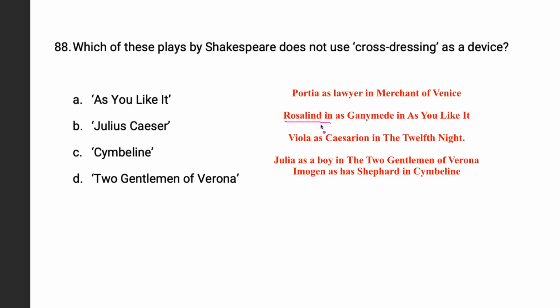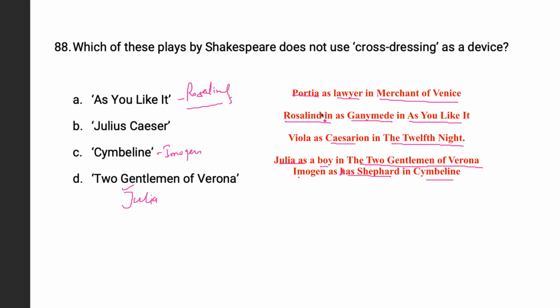Rosalind changed herself as Ganymede in As You Like It. Viola as Cesario in Twelfth Night. Portia as a lawyer in Merchant of Venice. And Julia as a boy in The Two Gentlemen of Verona. And Imogen as a shepherd in Cymbeline. So, Two Gentlemen of Verona, Julia; Cymbeline, Imogen; As You Like It, Rosalind. So in Shakespeare's plays, these five plays use this cross-dressing device: Merchant of Venice, As You Like It, Twelfth Night, Two Gentlemen of Verona, and Cymbeline. Julius Caesar did not use this device, cross-dressing.